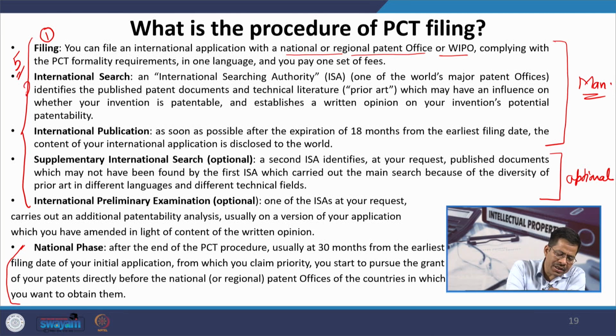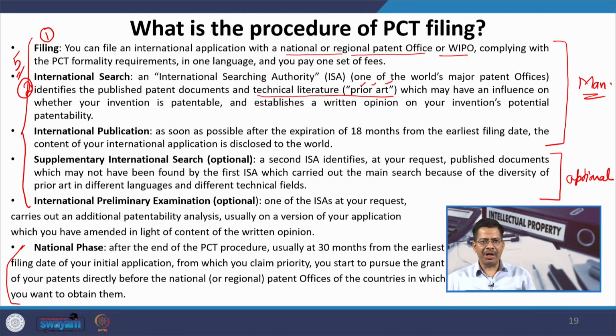The second step is international search, which is also a mandatory step. Now, in this International Searching Authority, ISA, one of the world's major patent offices identifies the published patent documents and technical literature. I just used this term prior art when I was mentioning novelty. Prior art plays a very important role, because your novelty check will happen only on the basis of this prior art. Whether your claims, whether the invention disclosure which you are making, is already available in the prior art, it means it lacks novelty. So, you need to ensure that the prior art does not have a similar description, and that your disclosure is ahead of or different from what is available in the prior art.